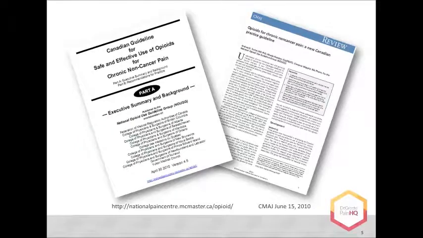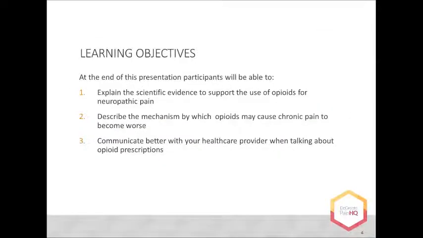So the learning objectives for this webinar: I hope that at the end of this presentation, participants will be able to do 3 things. One is to explain the scientific evidence to support the use of opioids for neuropathic pain. Second is to describe the mechanisms by which opioids may cause chronic pain to become worse. And 3 is to communicate better with your healthcare provider when talking about opioid prescriptions.